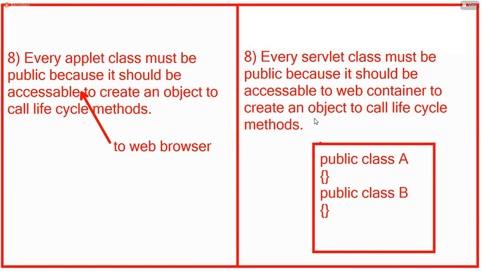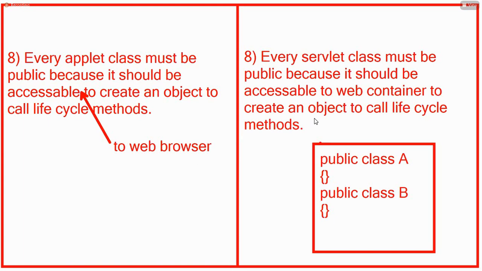Instance methods, how many ways to access? Two ways. What are those? Object reference. Here, we are not going to create the objects. The object is created by the web container. For creating an object, that class should be accessible. When is it accessible? If you write public.